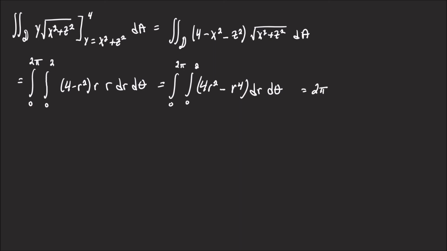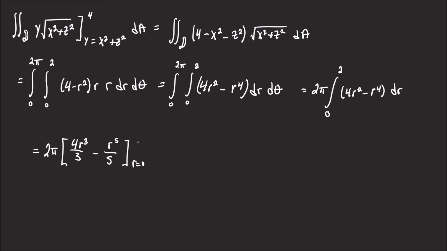Since there's no thetas involved, I can just write out a 2 pi. So we're then left with the integral from 0 to 2 of 4r squared minus r to the 4th dr. Integrating this, we have 2 pi times 4r cubed over 3 minus r to the 5th over 5, from 0 to 2. And when all is said and done, this is 128 pi all over 15.